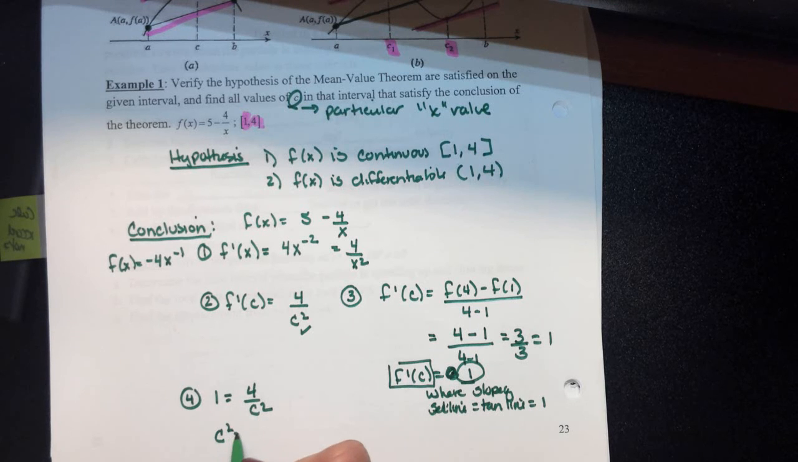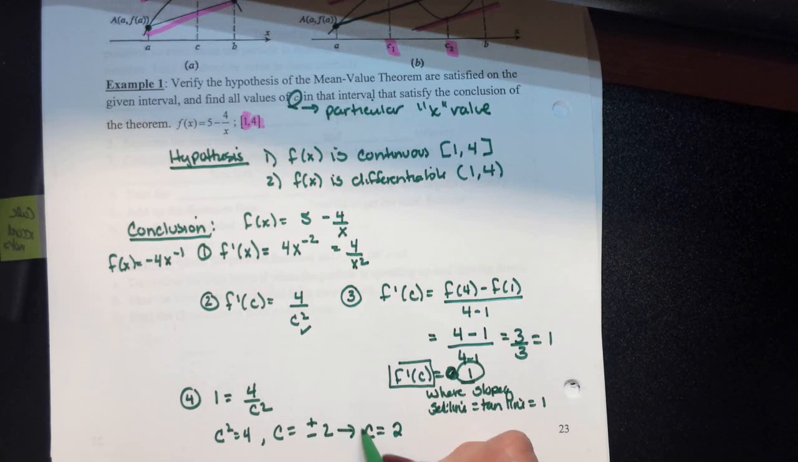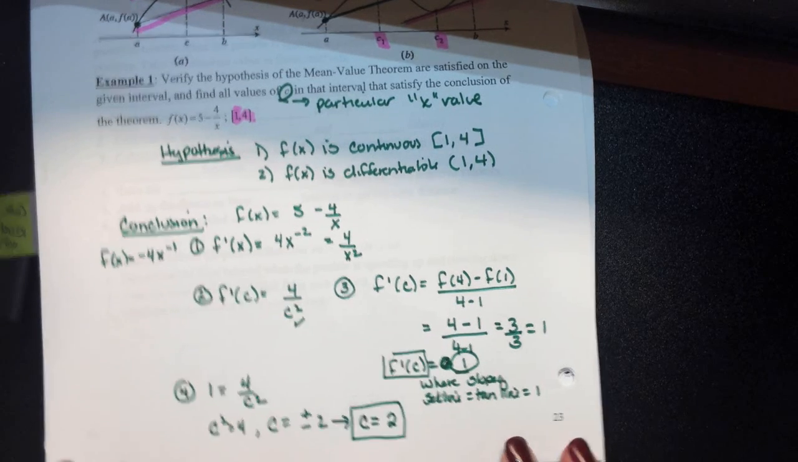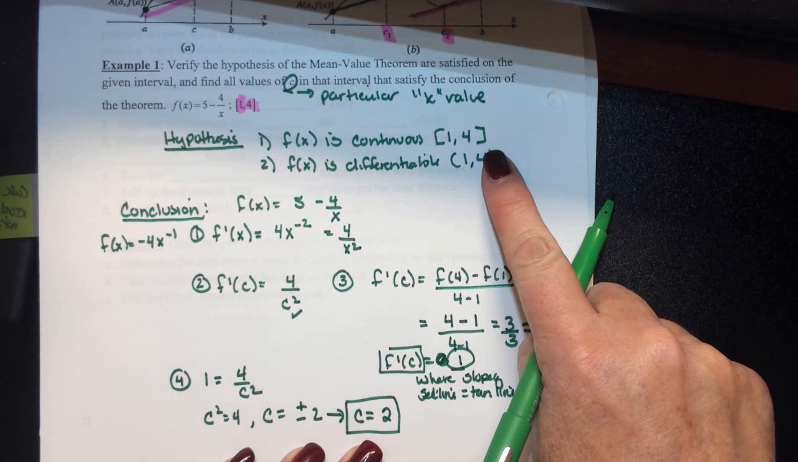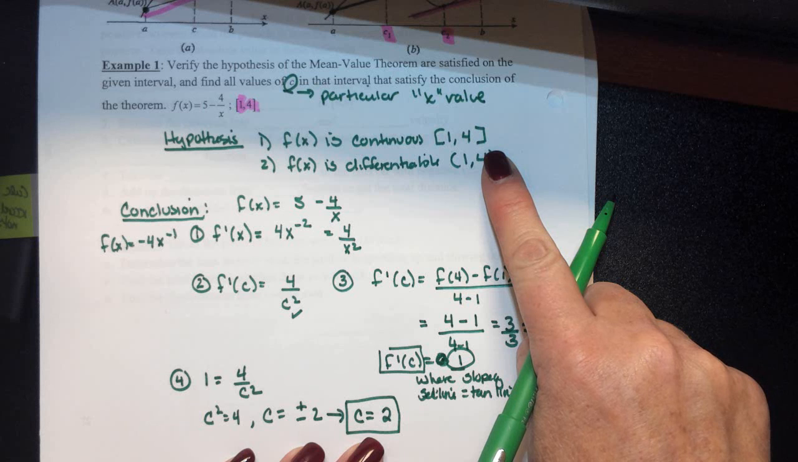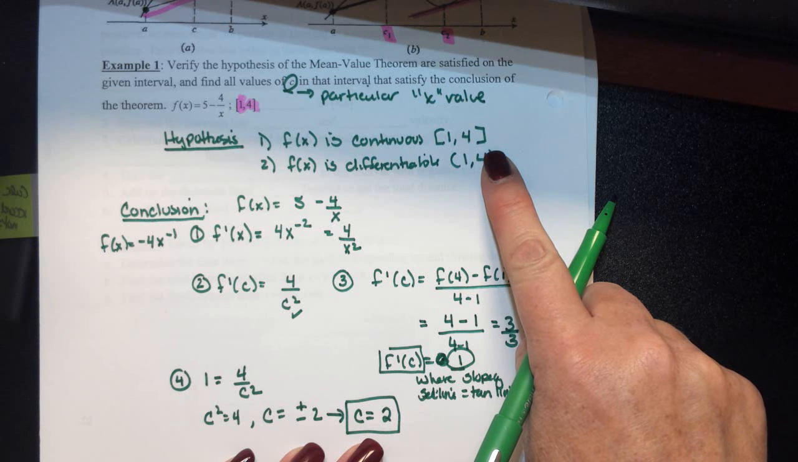Cross multiply, c squared is equal to 4, so c is equal to plus or minus 2. However, remember we're only looking in the interval 1 to 4, so I can disregard negative 2, so I only have one particular c value. So at x equals 2, I know in this particular interval the slope of my tangent line at x equals 2 will be equal to the slope of my secant line.